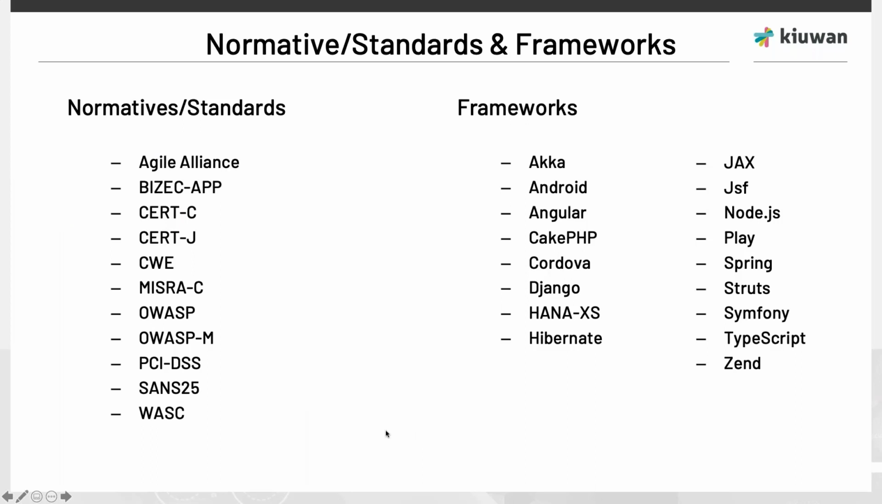Kiuwan itself covers some 33 plus software languages, and some 12 or 13 normative standards, growing as new standards get baked into the ecosystem, and some 25 plus frameworks. This also grows depending on what's hot in the development markets on any given sprint.